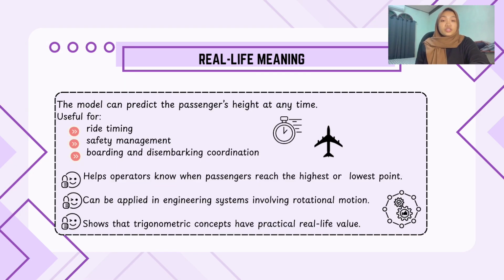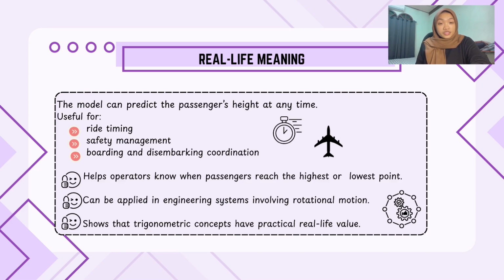Next, I will explain the real-life meaning of this model. The model can predict the passenger's height at any time. This is useful for ride timing, safety management, and boarding and disembarking coordination. It helps operators know when passengers reach the highest or lowest point, which makes the operation more efficient and safe.